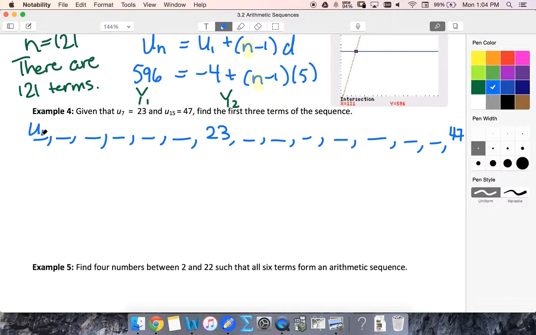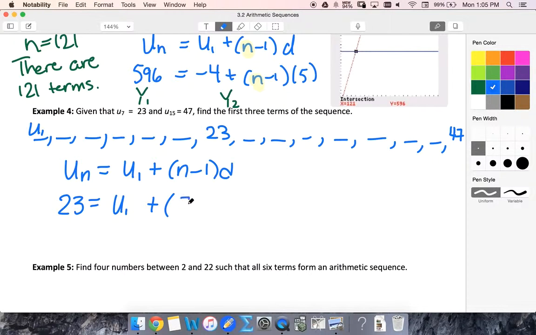So I don't know what U1 is, but my formula says that the nth term is the first term plus n minus 1 times d. We don't know what the first term is, but we do know that this is the 7th place, so that value is 23. 7 is my n, and we don't know the common difference. But this gives us 23 equals U1 plus 6d.